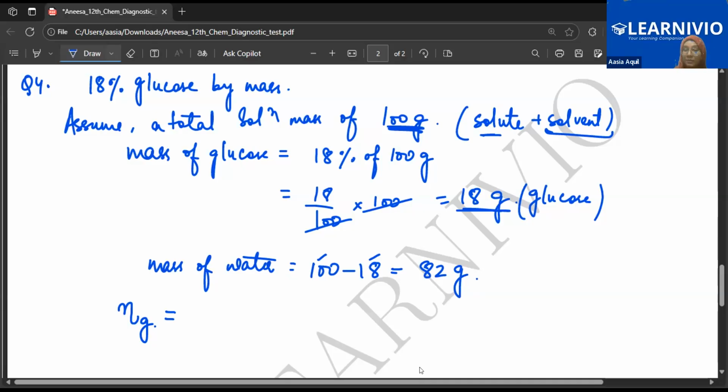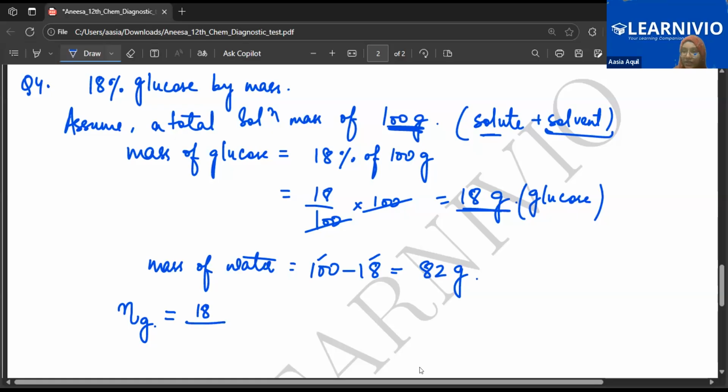Let's see, it's given mass upon molar mass, right? Write down: given mass upon molar mass. So we have to calculate the number of moles of glucose, right? So what is the given mass of glucose here? 18, right? And what is the molecular mass of glucose?